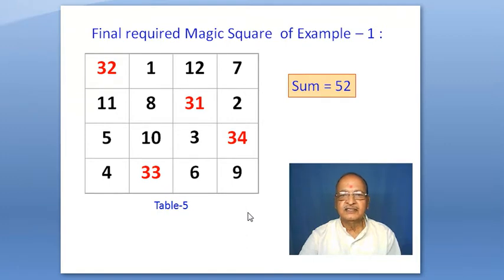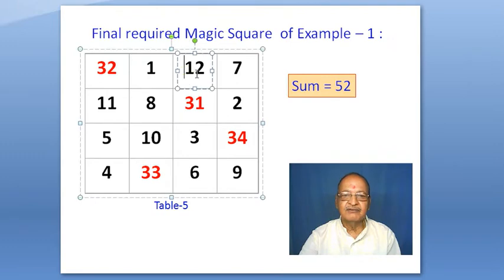Now you can check whether the sum is 52 or not. 32 plus 1 is 33, plus 12, 45, plus 7, 52. We have actually subtracted 1, 7, 12 plus 7. That is 1 plus 13, 1 plus 12, 13, 13 plus 7, 20. This 20 was subtracted actually.